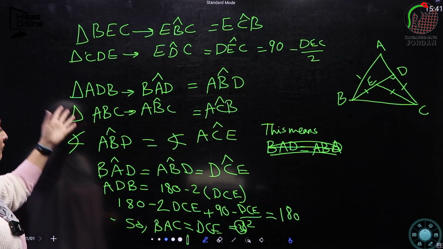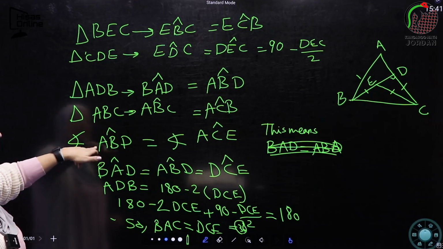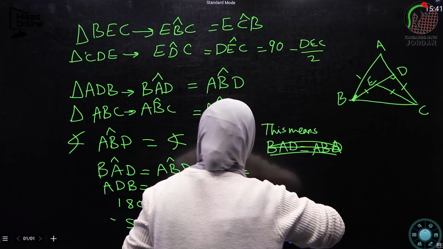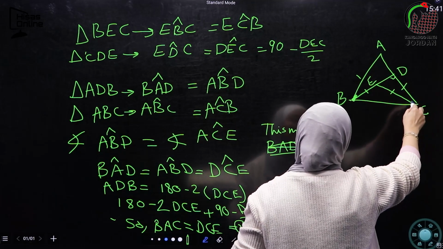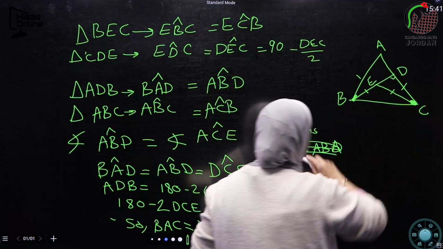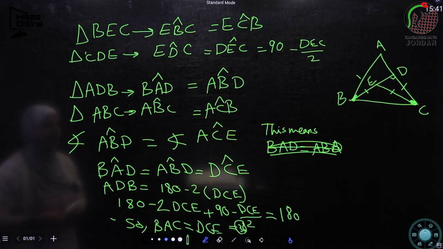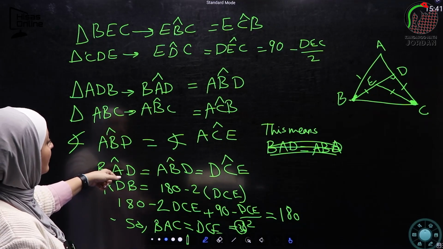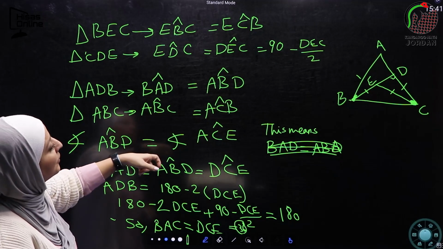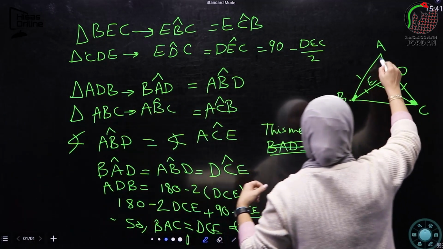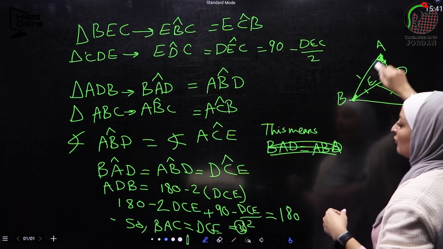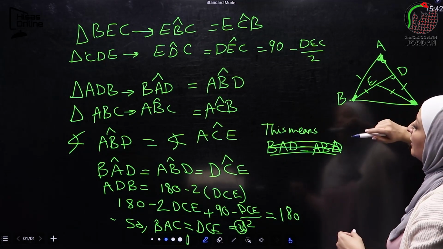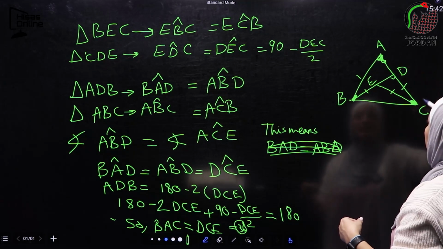Okay, now we can say finally, after we find that the angle ABD is equal to ACE, they are sharing the same thing after we prove. BAD is equal to the angle A in this triangle. The angle of that triangle, which is this one, is equal to ABD. ABD also equals DCE.